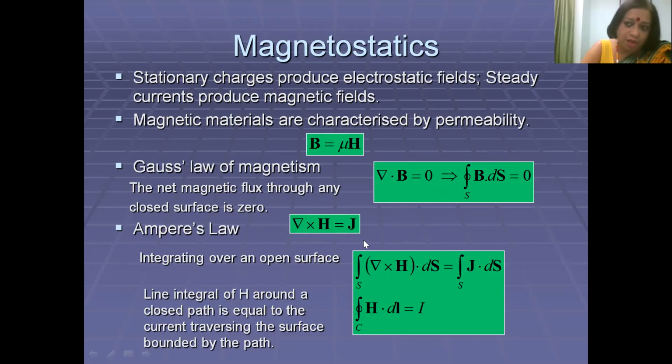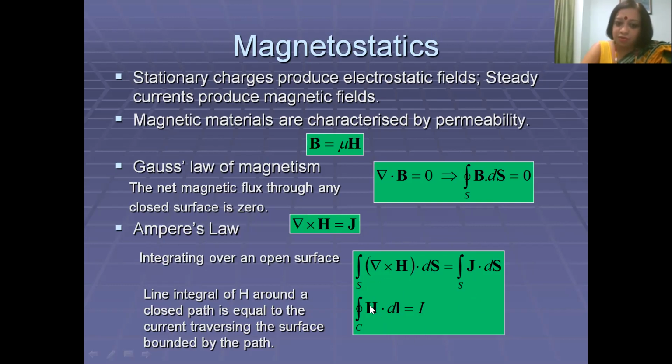Current causes the magnetic field. So J is the source quantity. Curl of H is equal to J. Now, if you integrate this over the entire surface, the integral of curl of H dot ds is equal to the integral of J dot ds. The integral of J dot ds is nothing but your current.